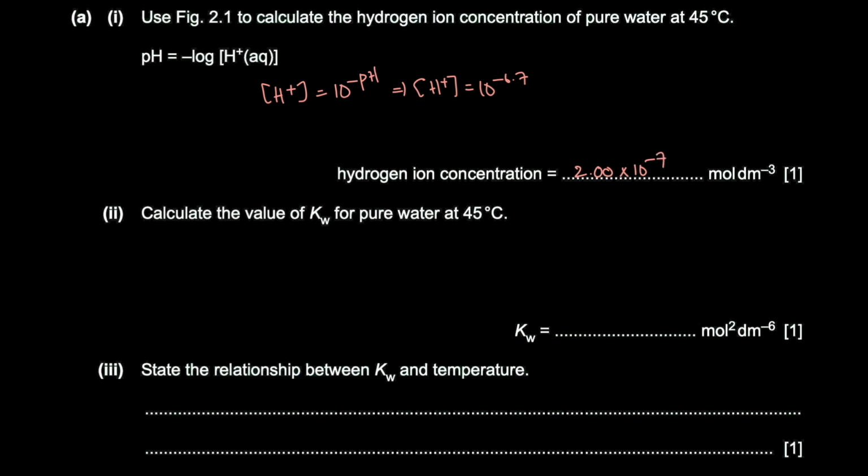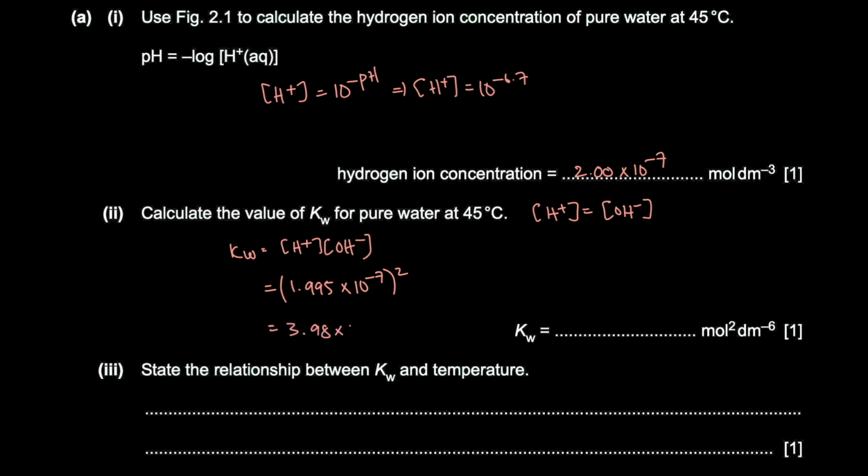Calculate the value of Kw for pure water at 45 degrees Celsius. Kw is the concentration of H+ times the concentration of OH-. For pure water, these two are the same, H+ is equal to OH- because water is neutral. And so we can say (1.995 × 10^-7)², and that gives us the value of Kw as 3.98 × 10^-14.